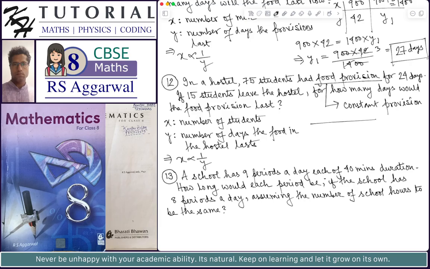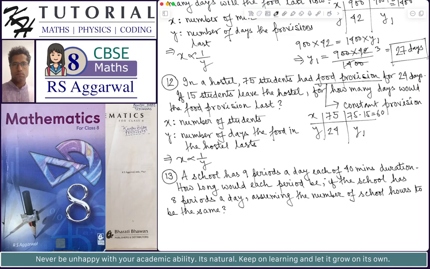So let's create the table X and Y. It is given that 75 students had food provision for 24 days. So 75 students and 24 days. Now it is asking, if 15 students leave the hostel, for how many days would the food provision last? So let's assume that when the number of students is 75 minus 15, which is equal to 60, the number of days the food will last is y1.